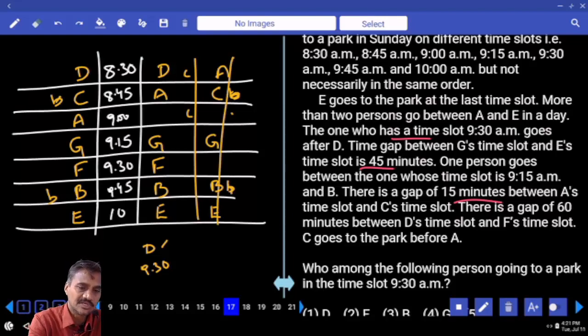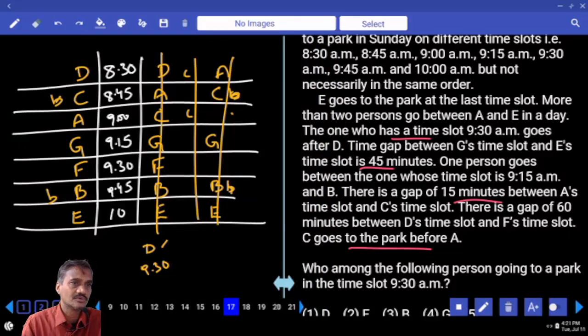Then who is the person after here? C is the person after. Now C goes to the park before it. Here C is after here, this is again ruled out. And finally we have this left.